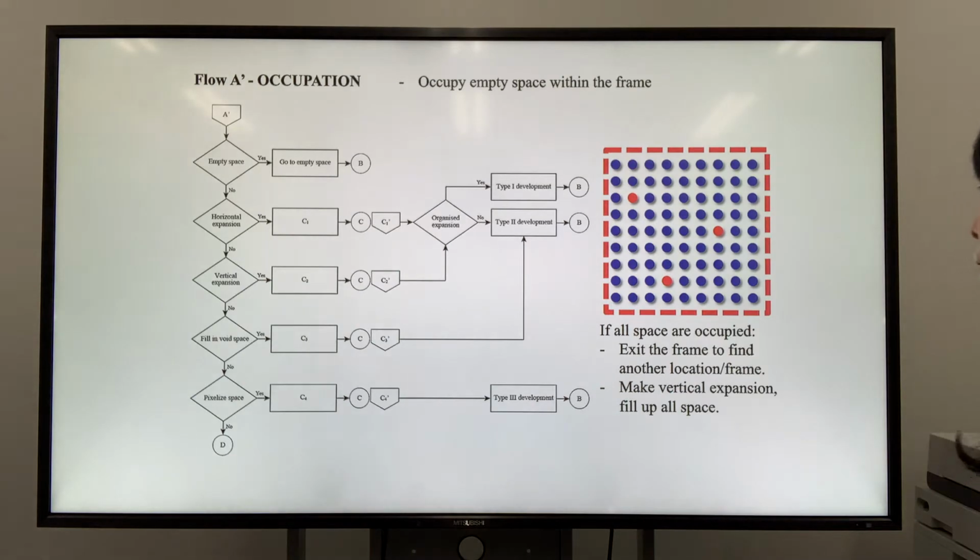If all the spaces are occupied and there is no space anymore, the first choice is to exit from the frame to find another location. Or you have another choice, which is to build vertically. So you expand vertically and you start to fill up the spaces.